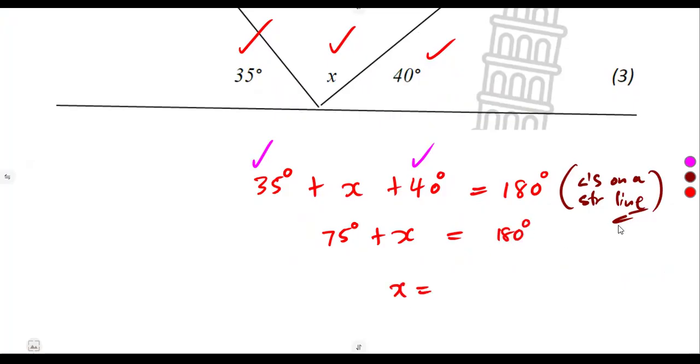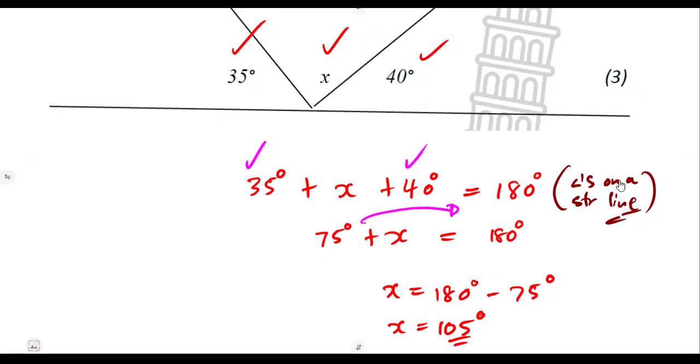Then x is equal to what? Take the 75, which is affecting x, to the right-hand side. The moment it crosses the equal sign, we do know that it is going to change its sign. That's minus now. So 180 minus 75, that's 105. You can also use your calculator there. So we have got the value of x.